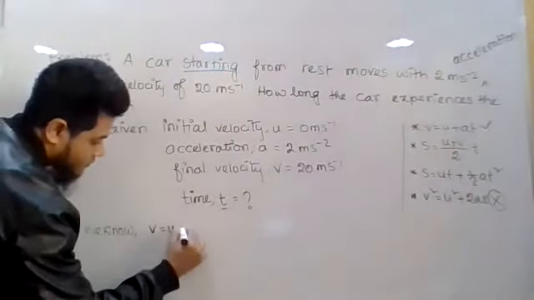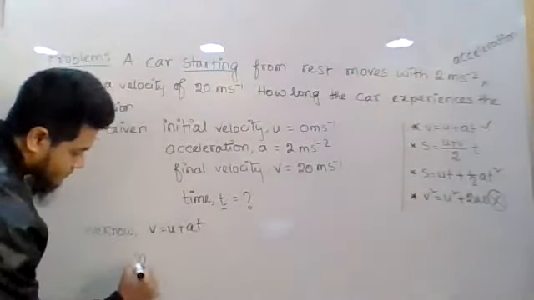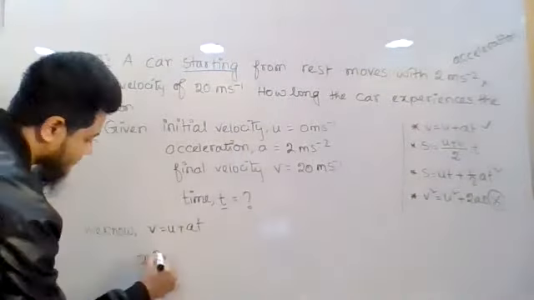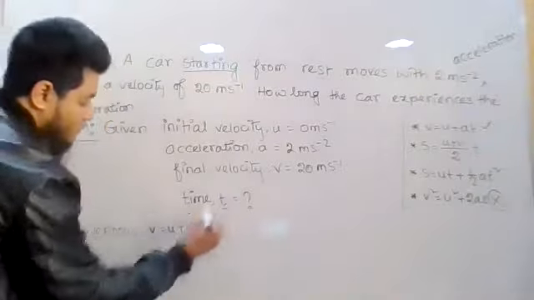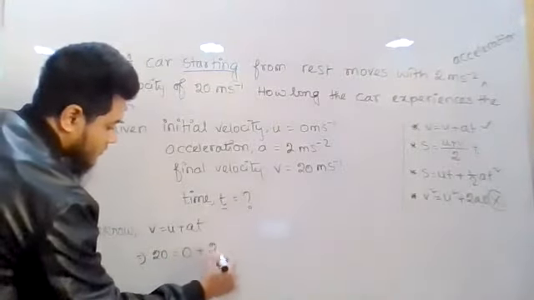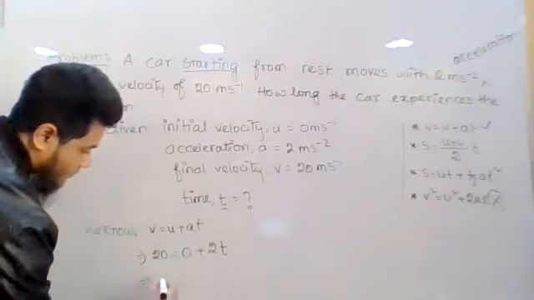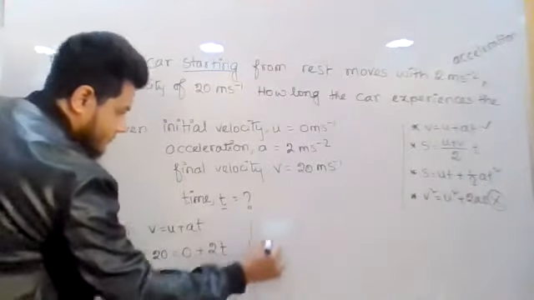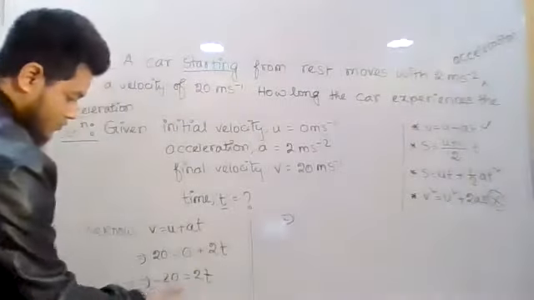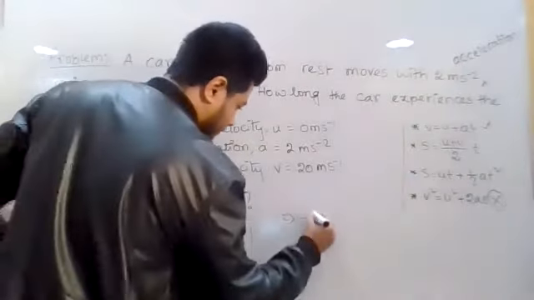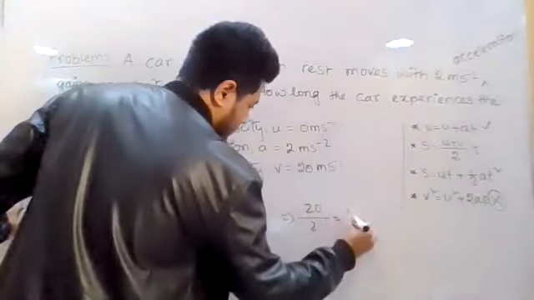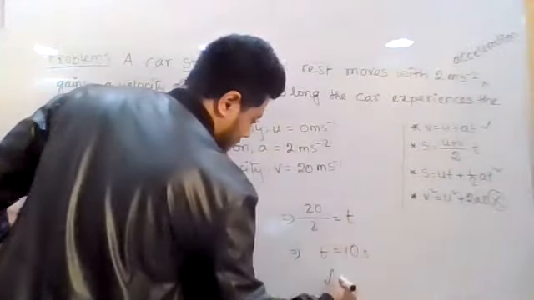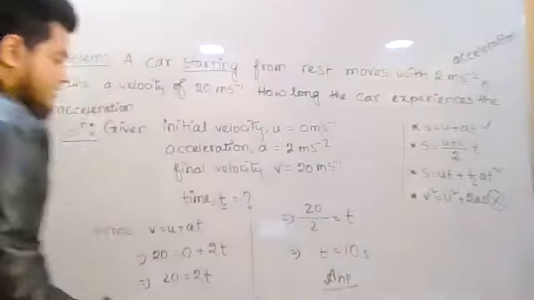v equal to u plus at. So what is v? v is 20. u is 0. And a is 2. So 20 is equal to 2t. So 2 will be divided over here, which is 10. 10 meter per second. So the answer is 10 seconds.